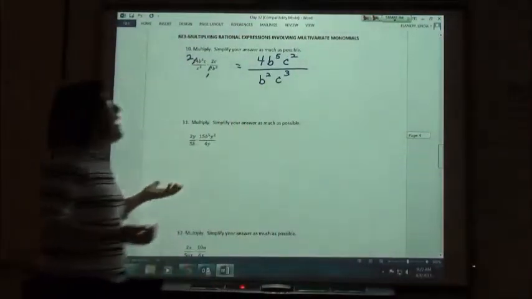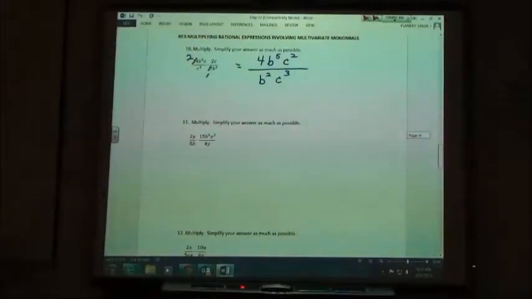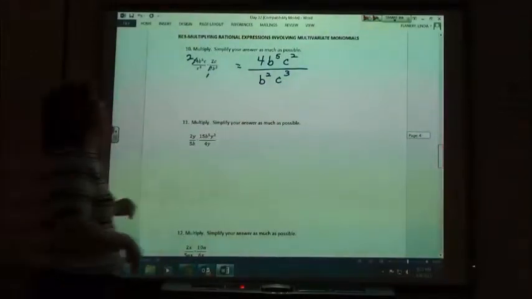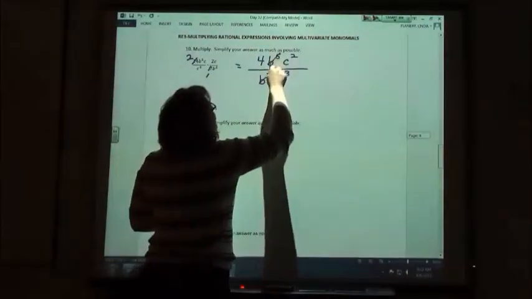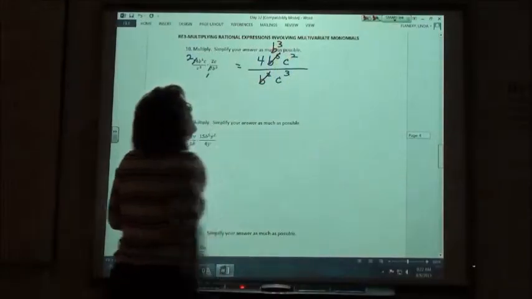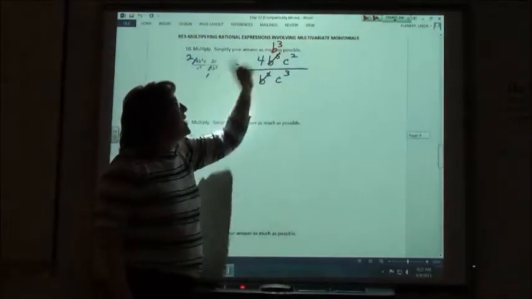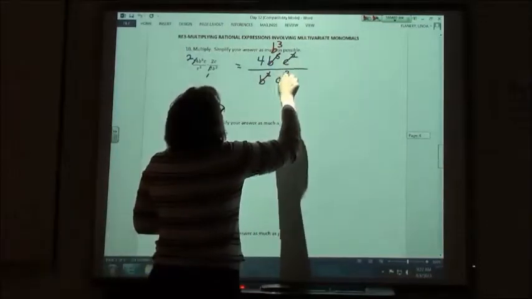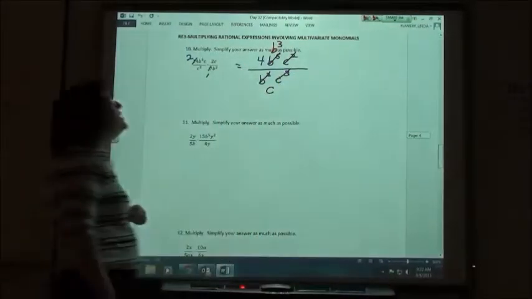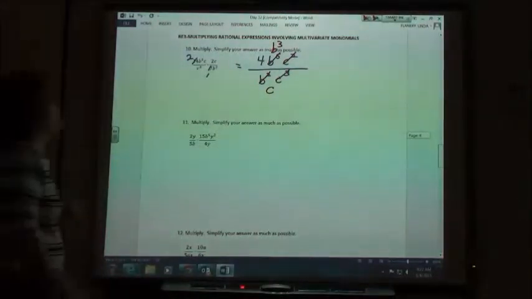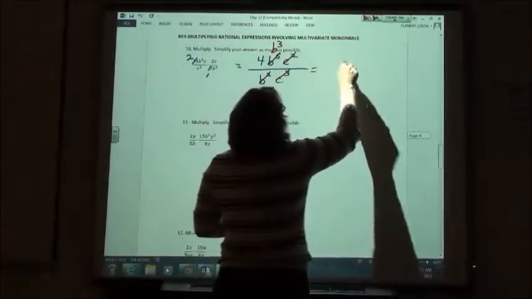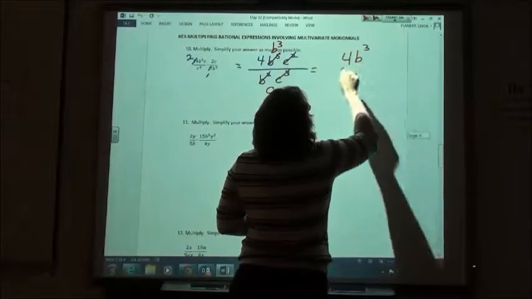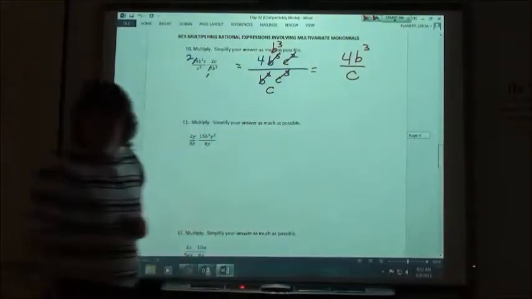Then all I'm going to do is cancel out my common factors on my variables. I've got a b to the 5th on top and a b to the 2nd on the bottom. I can take out the b squared, which leaves me b to the 3rd. I've got a c to the 2nd on top, c to the 3rd on the bottom. I can take out the c squared, which leaves me a c to the 1st, or just c, on the bottom. So my answer, I've got a 4b to the 3rd on the top and a plain old c on the bottom.